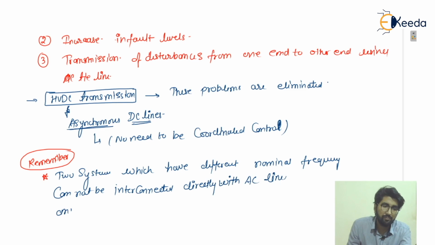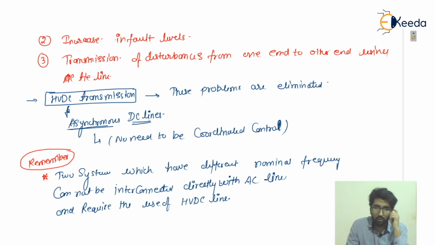And they require the use of HVDC ties, HVDC lines or links. So two systems which have different nominal frequency cannot be interconnected directly with AC lines. In this case, we require the use of HVDC lines. So these are some points. I hope that you have understood up to these points, and thank you.